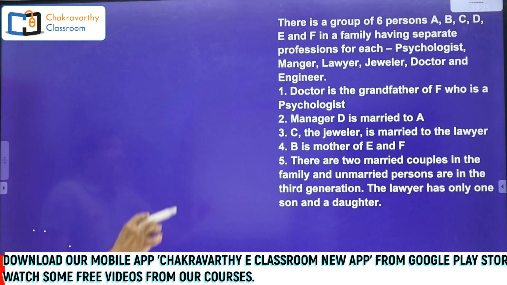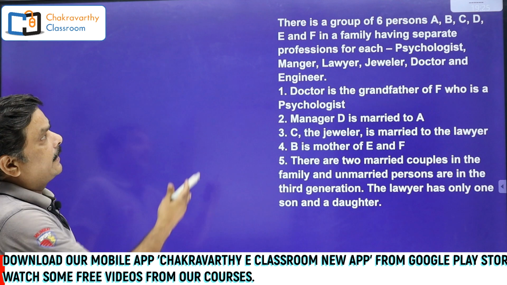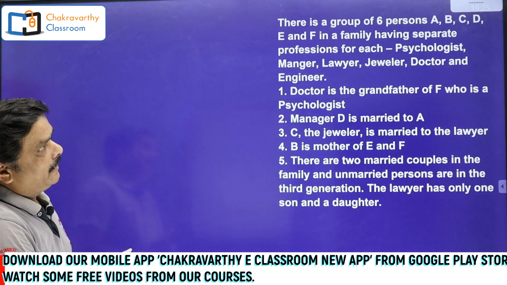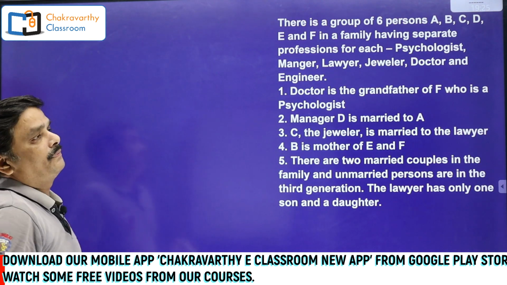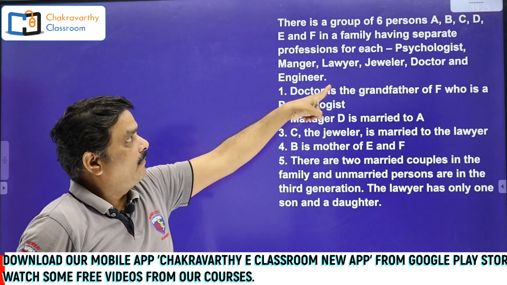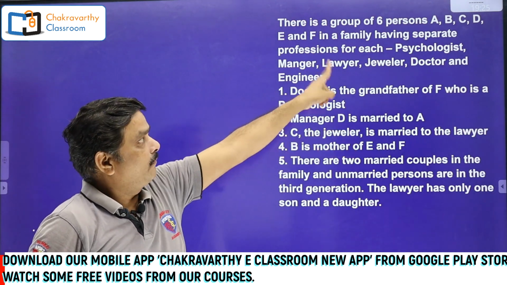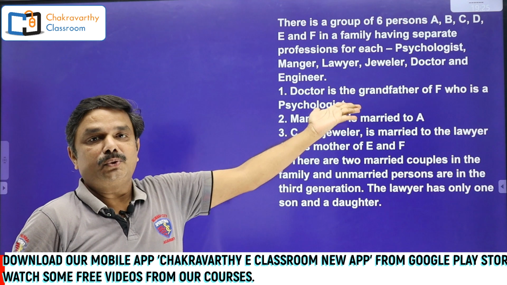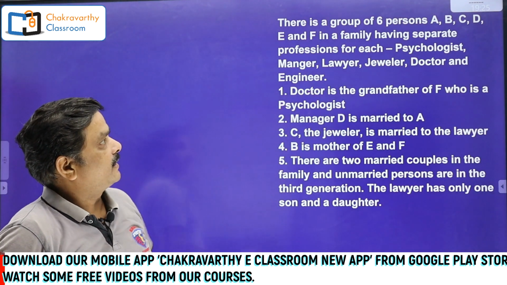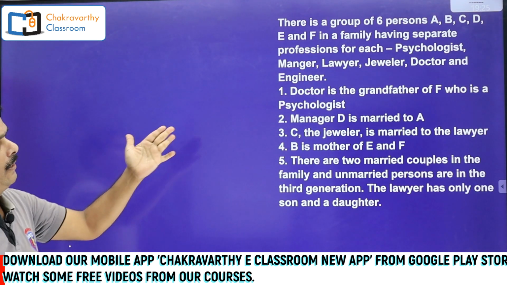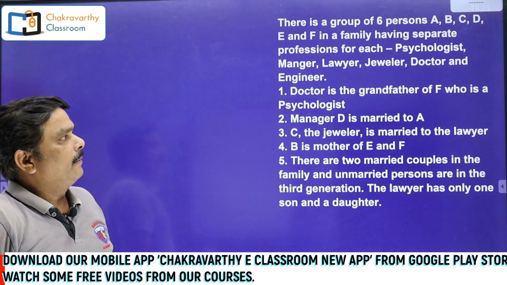Here they have given a group of 6 persons, A to F, in a family having separate professions for each. See, persons are given, the relationship among them, then followed by professions. One more column should be added. Next, what are the professions? Psychologist, manager, lawyer, jeweler, doctor and engineer.